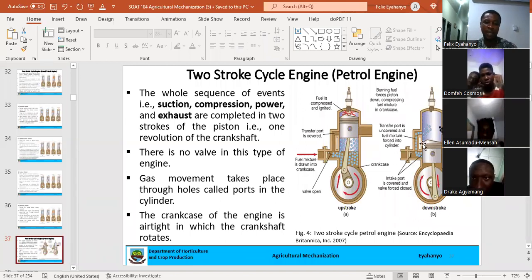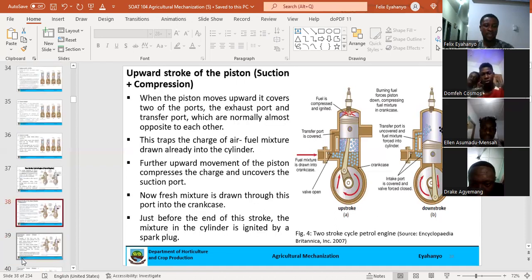And that's why at this stage the piston moves down. But initially, the fuel mixture is drawn in. These are open, and it goes into the transport valve. Then compression builds up in here before the piston really comes down. So this is the case with the two-stroke engine.